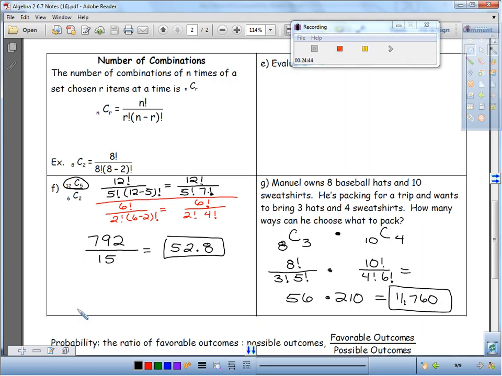Any questions over that? So whenever we want 2 events to occur at the same time, you multiply them. So I want to pack hats and sweatshirts, so I have to multiply them. Any questions over that? Okay.